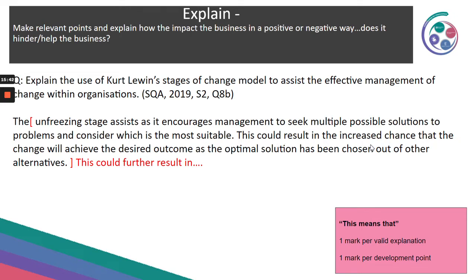This could result in the increased chance that the change will achieve the desired outcome, so it's being impacted in a positive way, as the optimal solution has been chosen out of all other alternatives. So that would get you one explain mark. Then you could go on to further develop that point, talking about how this point again would impact the business in either a positive or a negative way.